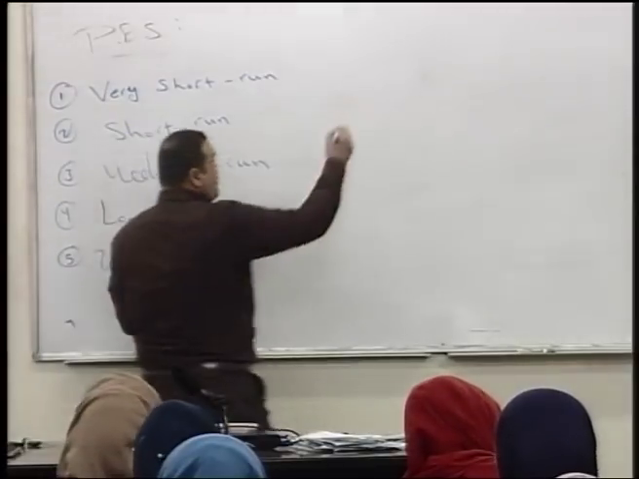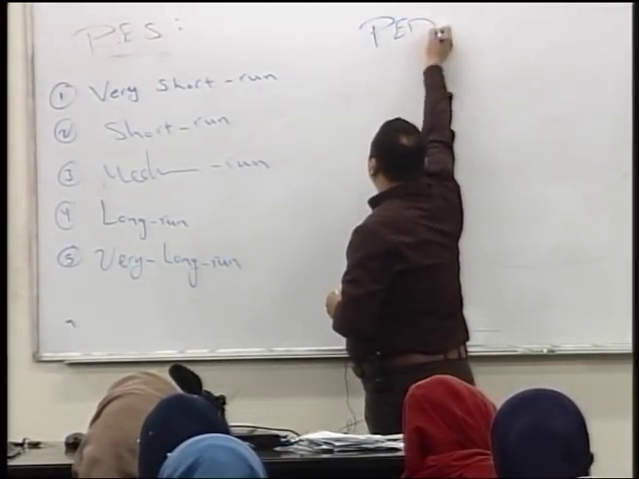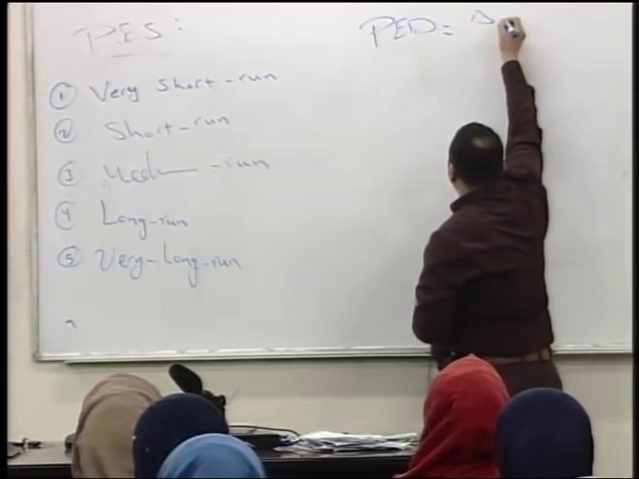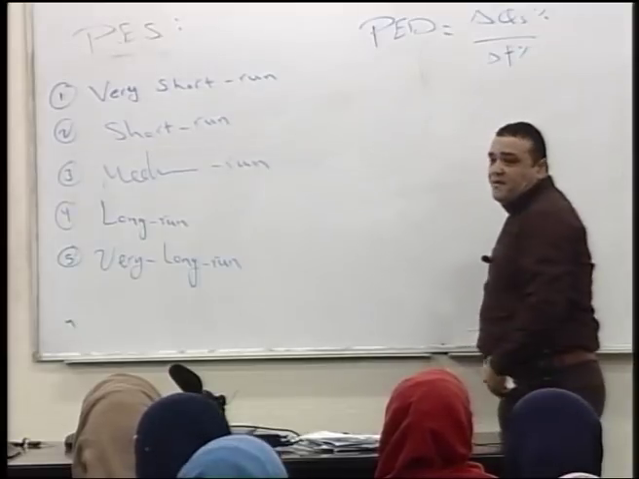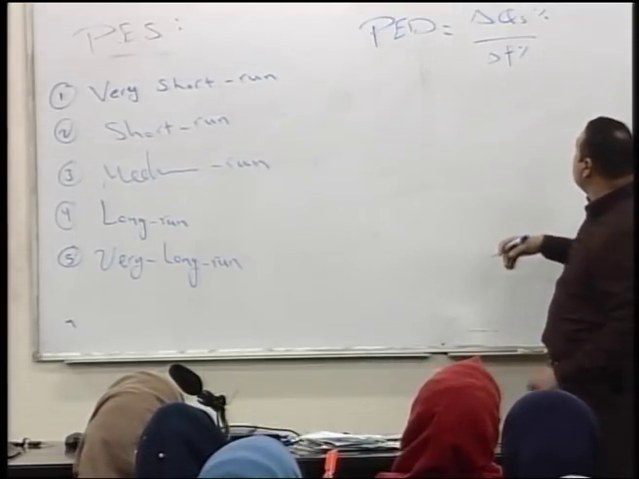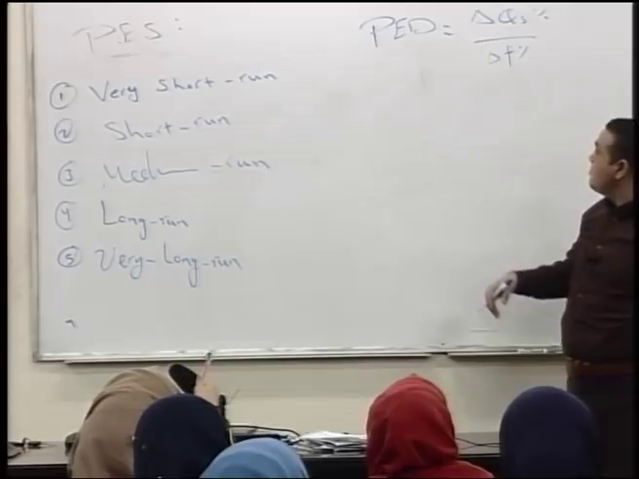The price elasticity of supply equals the percentage change in quantity supplied over the percentage change in price. In the very short run, PES.